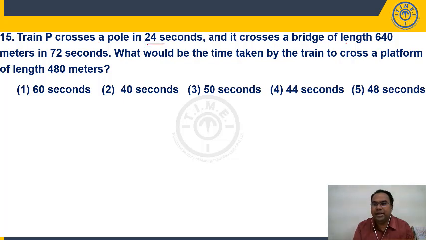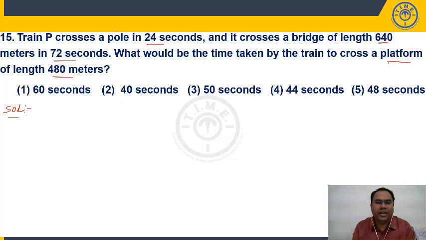It crosses a bridge of length 640 meters in 72 seconds. What would be the time taken to cross a platform of length 480 meters? See, I will not get into writing equations here. Let us look at the oral approach. So, writing equations: length of the train L or LT, length of platform LP, length of bridge LB, write equations, simplify. Everybody can do that, but I am not getting into that.